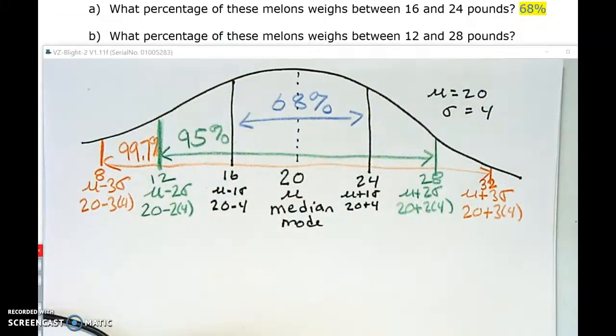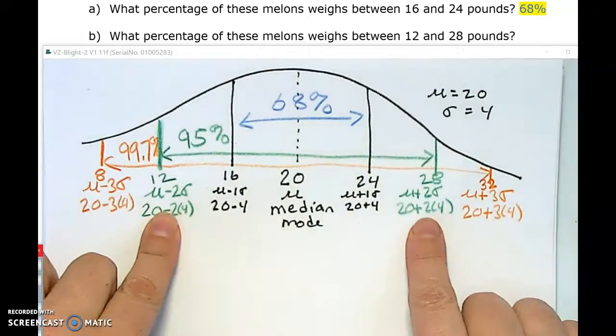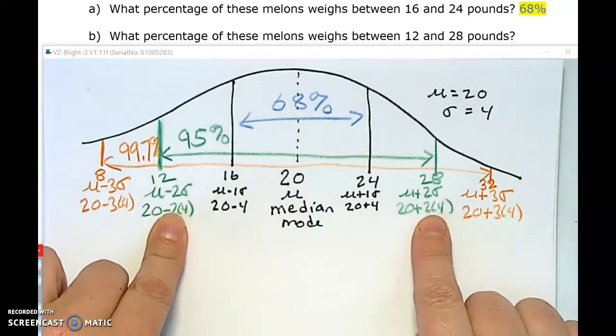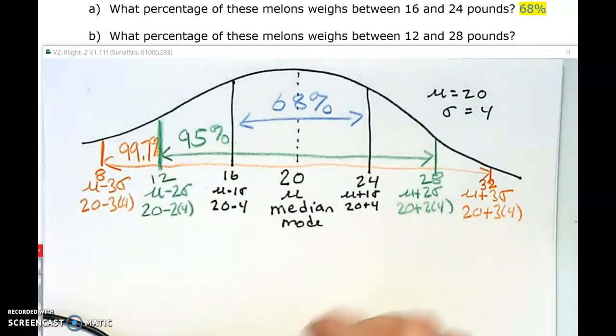Next, we'll look at question B, between 12 and 28 pounds. Again, here, between 12 and 28 pounds, that's minus 2 standard deviations to plus 2 standard deviations that we're just reading right off of the empirical rules. And we can see that there's 95% of the melons between these two zones.